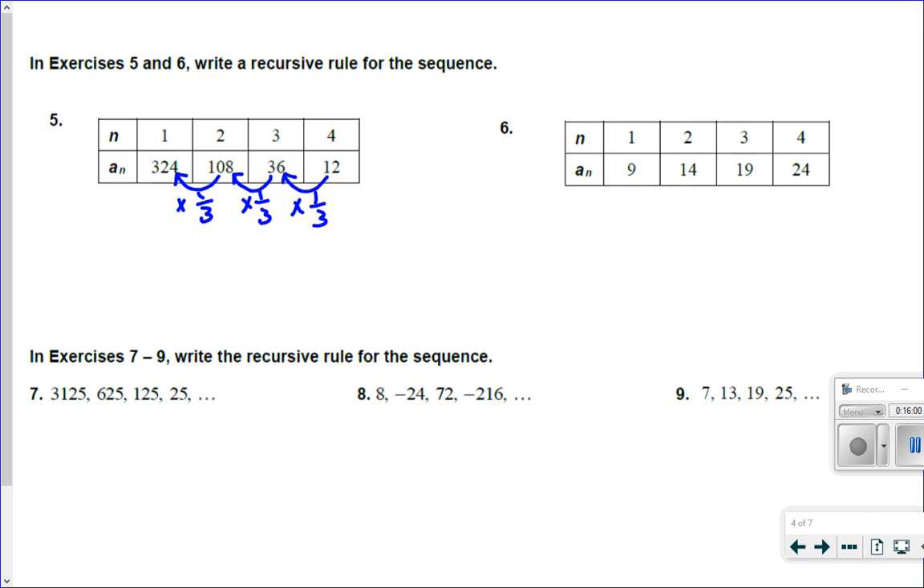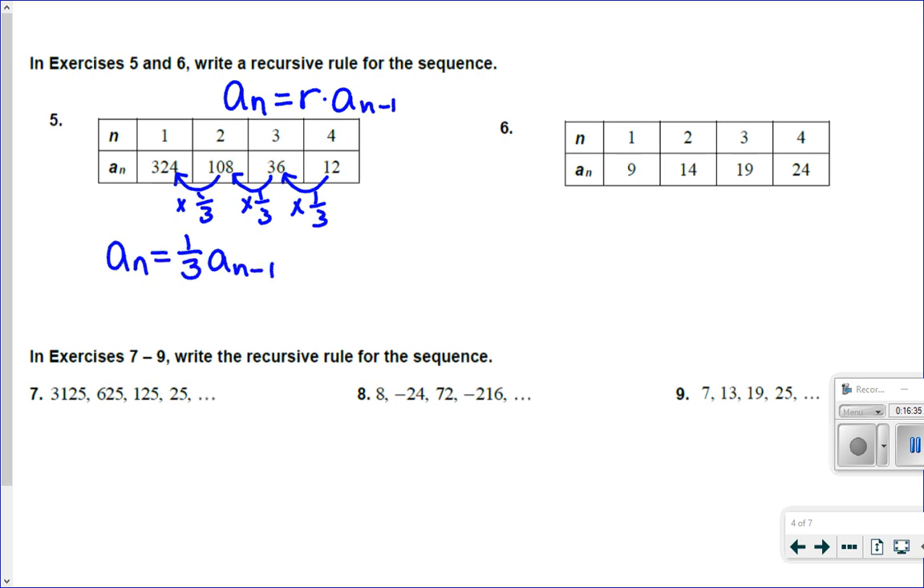But really, if I was just saying what I just said, every time they're multiplying by a third, that's it. I just gave you the recursive. We're just going to write that algebraically. Since it's geometric, we're going to use this template: every new term is some common ratio times the term right before it. Since our common ratio is 1/3, that's all we need to insert here. Our recursive rule would be that every new term is equal to 1/3 the previous term.